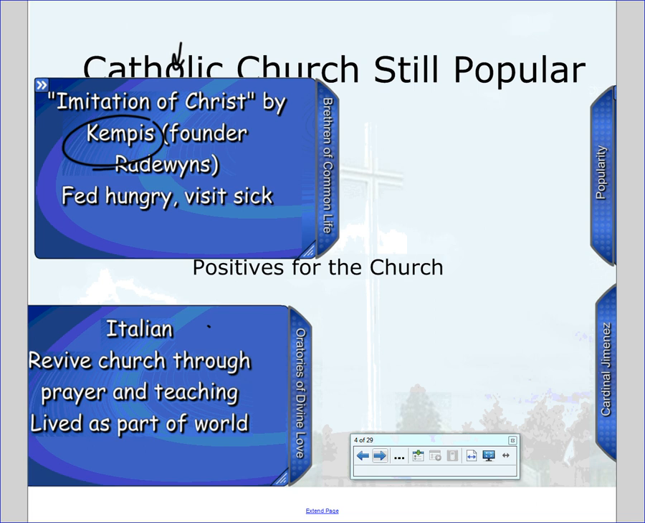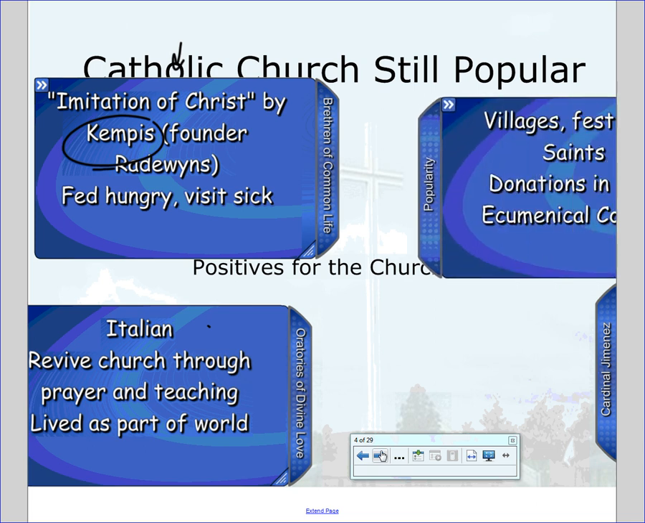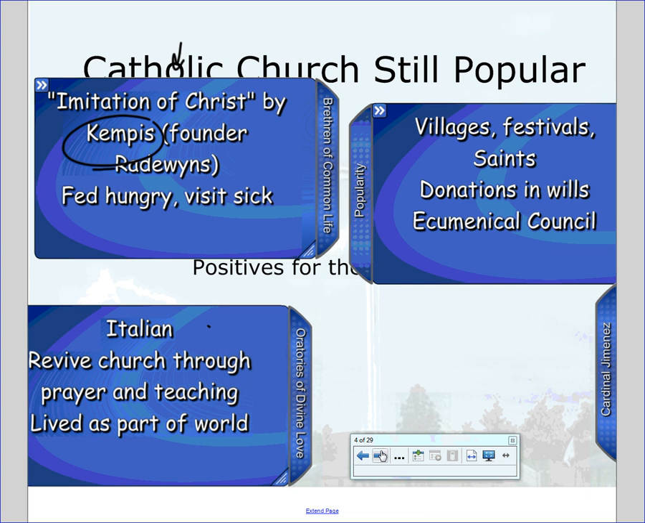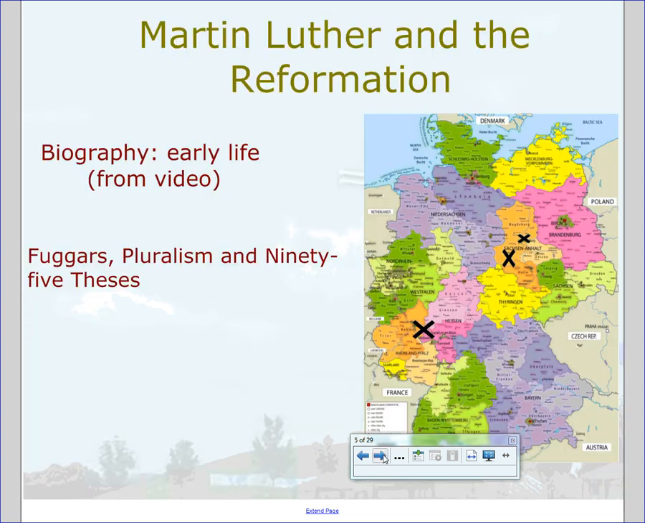The church was still incredibly popular. This little thing right here talks about donations in their wills when people died. Every little village, every town had a saint and festivals. And Cardinal Jimenez there, which I won't pull out, is just an example of a positive church person. So not all of them were corrupt like Alexander VI.